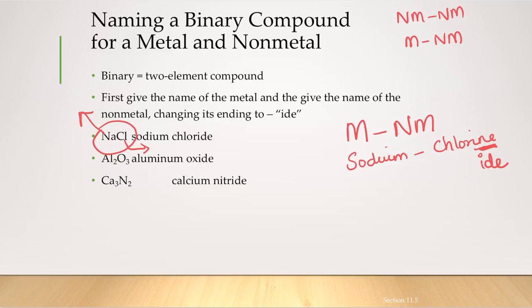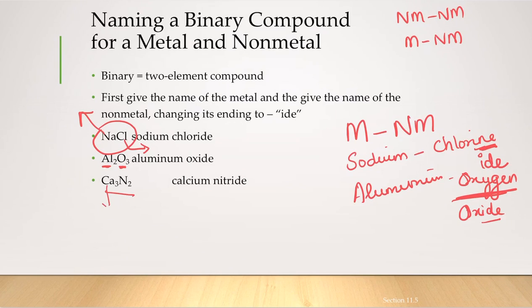And aluminum oxide. So this is aluminum and this is oxygen. So instead of writing it as aluminum oxygen, remember the non-metal should have a suffix of ide, oxide. So it's going to be aluminum oxide. And this is going to be calcium nitride. And remember, calcium is the metal and nitrogen is the non-metal here, so it should end with ide. So the non-metal should be ending with ide.